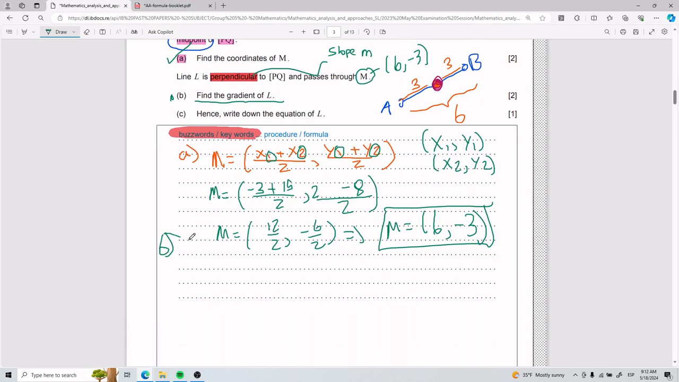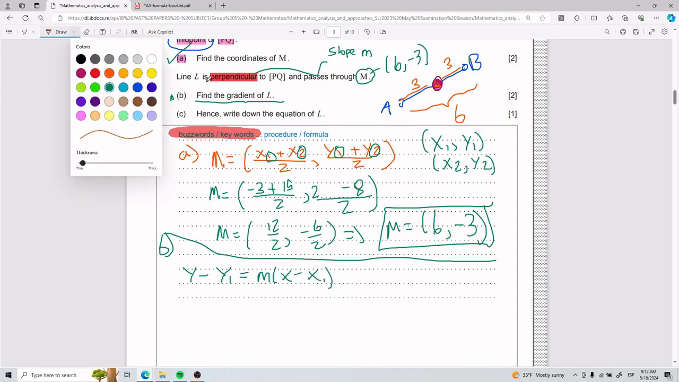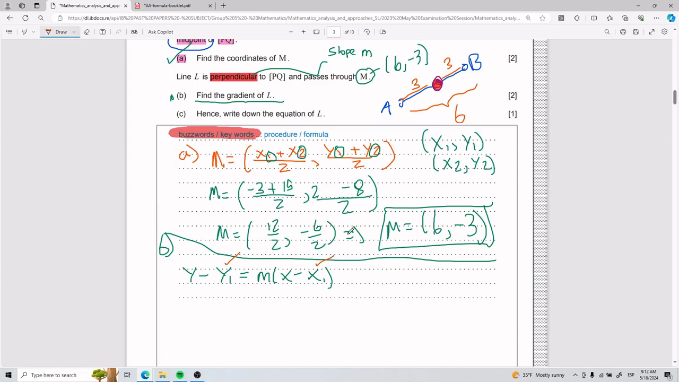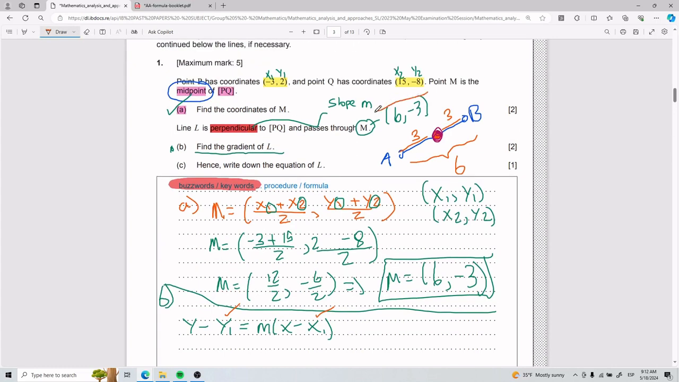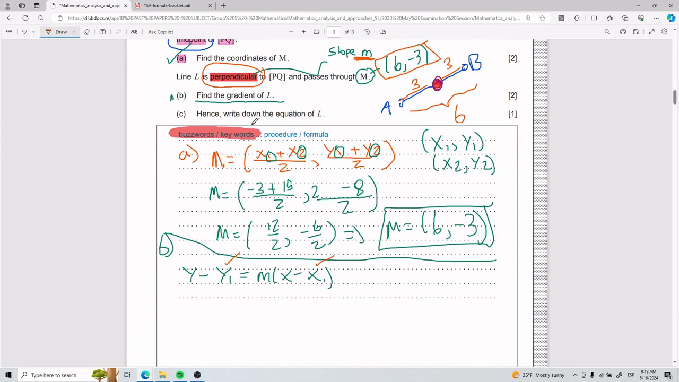So for the point slope formula, which uses y minus y1 equals m times x minus x1, I already have my y1 and my x1 because we're going to be using the midpoint from part A. But for the slope, I still need to figure it out. And so the keyword of slope is perpendicular, okay? So I'm going to talk a little bit about that right now.